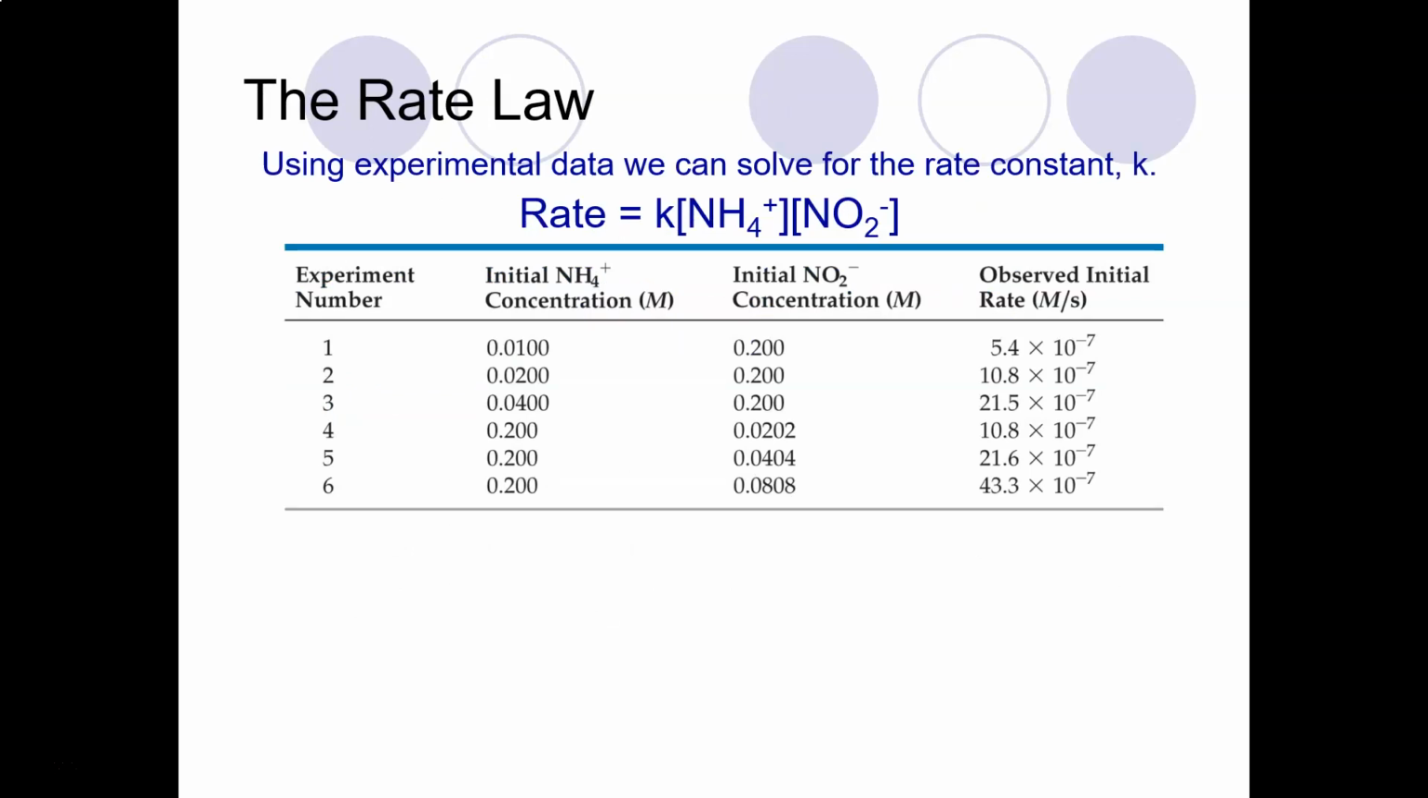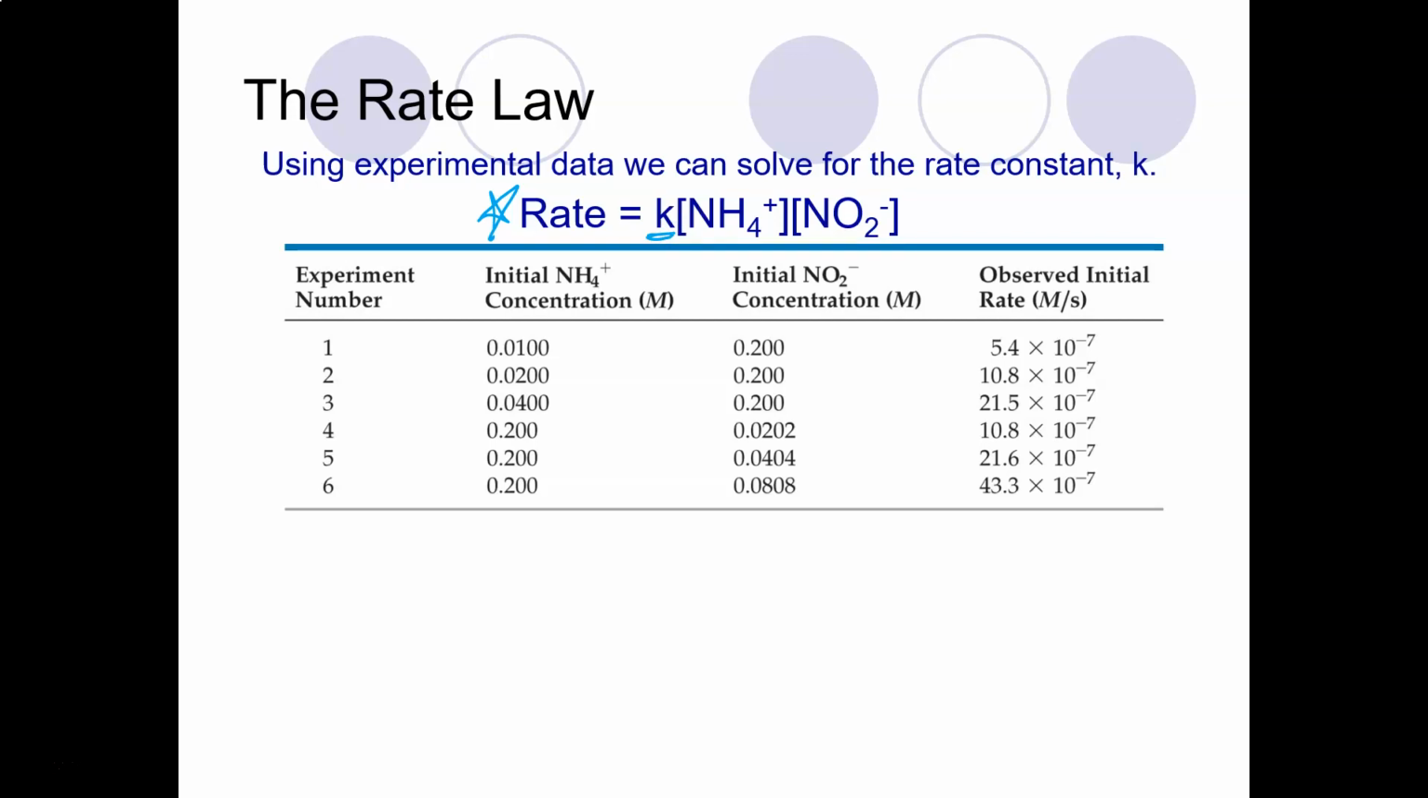So what we haven't done yet is solving for the rate constant. I just took the rate law from our previous example, and here's the data table from our previous example, and what I want us to do is solve for K. This is a mathematical equation, which means I can treat K like an unknown variable, plop in a rate, plop in an NH4 plus molarity, plop in an NO2 minus molarity, and just solve for K.